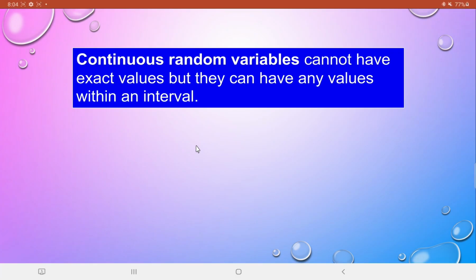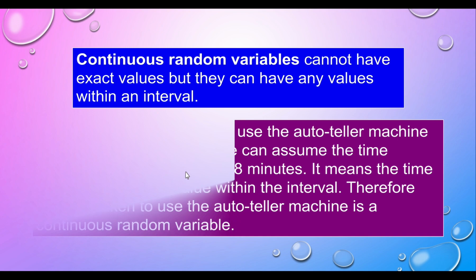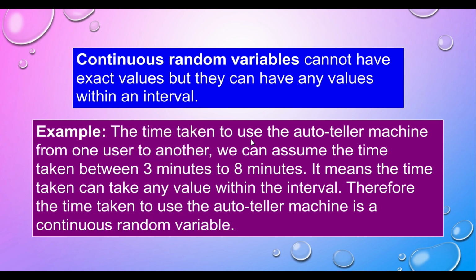What is a continuous random variable? Continuous random variables cannot have exact values, but they can have any values within an interval. Example, the time taken to use the auto teller machine from one user to another. We can assume the time taken is between 3 minutes to 8 minutes. It means the time taken can take any value within the interval, for example 3.5 minutes or 3.8 minutes. Therefore, the time taken to use the auto teller machine is a continuous random variable.